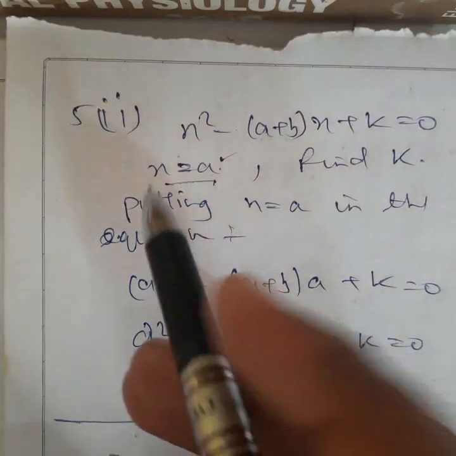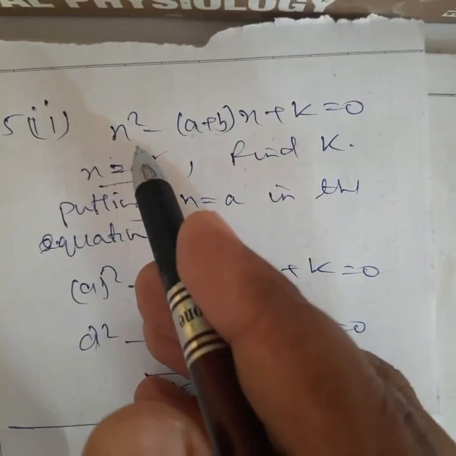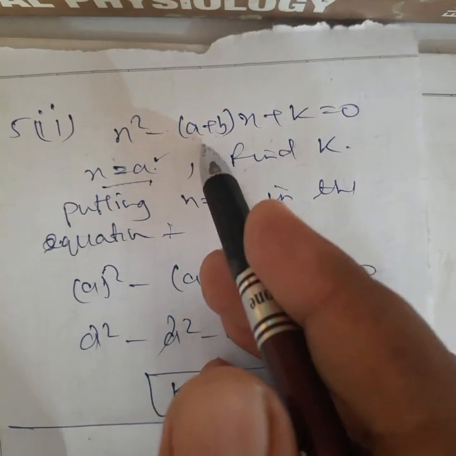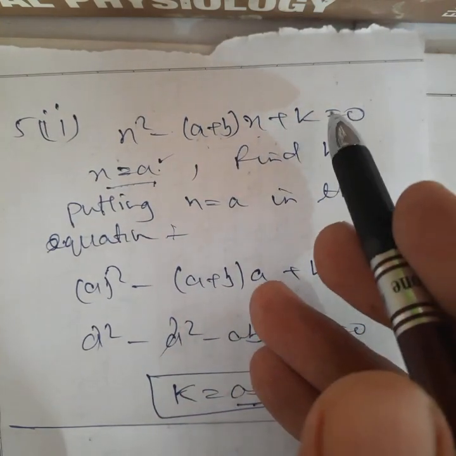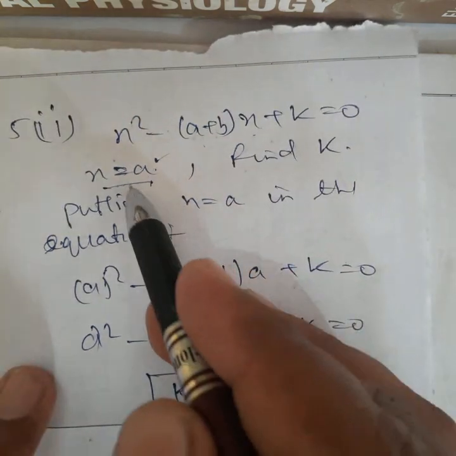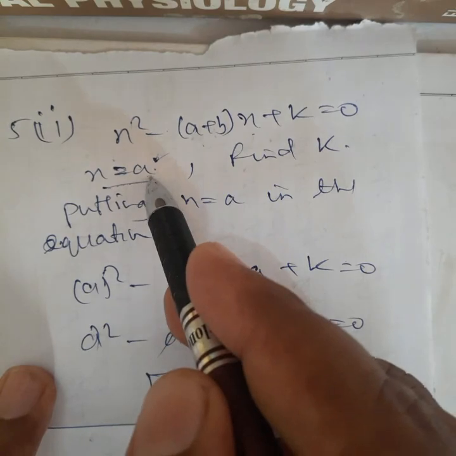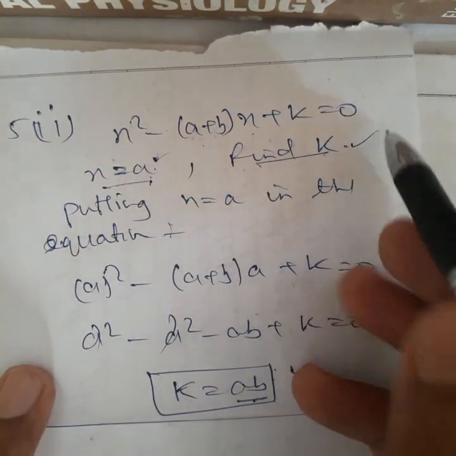Now let's move to question number 5, and the second part of question number 5 is x square minus (a plus b)x plus k is equal to 0, and the root given for the equation is x is equal to a. We have to find the value of k.